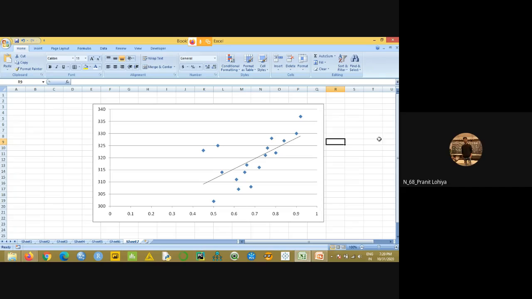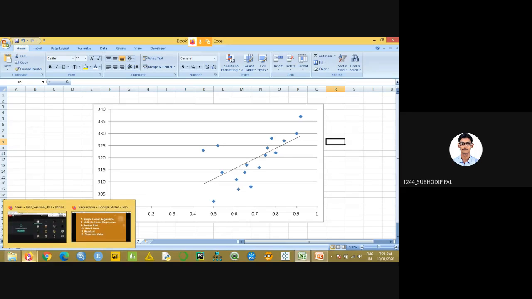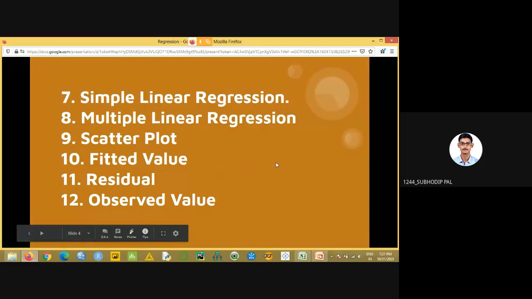In the y-axis there is one variable and in the x-axis another variable. So this scatter plot shows how the relation is. See this: for 0.5 the value is almost 302, for 0.6 the value is 307 suppose. This is used to determine the relationship between the two variables. The dotted points show how, as the x value changes, the y value changes. This is the meaning of scatter plot, and it is very important for regression analysis.